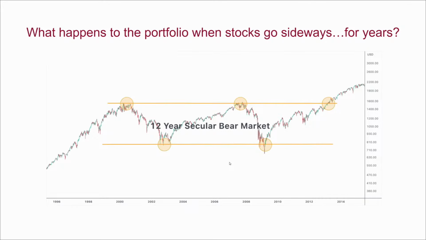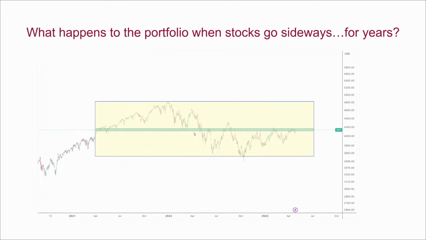And just in case you're wondering, we can have prolonged, secular bear markets. Secular bear markets are what you're looking at on your screen, sandwiched between those two orange lines. Within that, we can have cyclical bull and bear markets, but all within the context of a long-term sideways market. And I think we're probably back into one of those. The question that we have to ask ourselves is, what happens when we are in such an environment? What happens to our portfolio? Can we still make money?